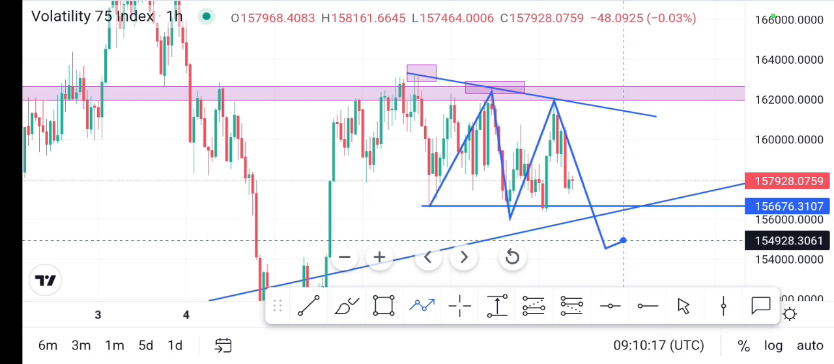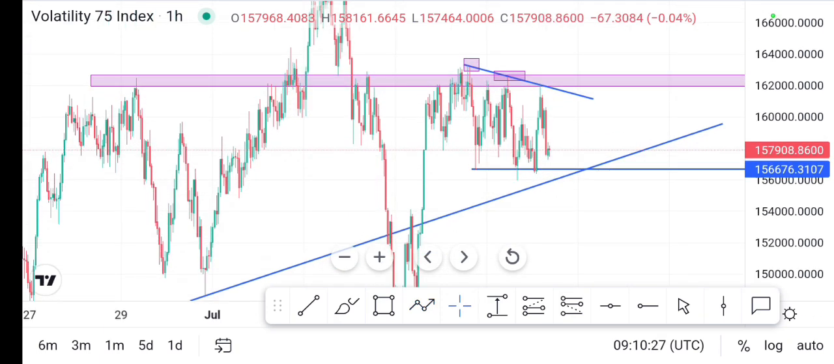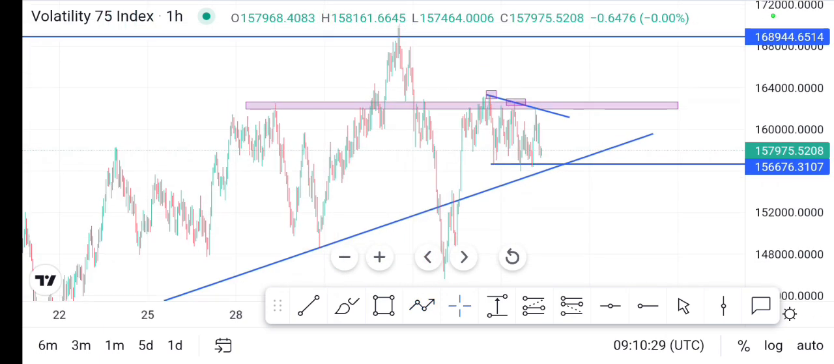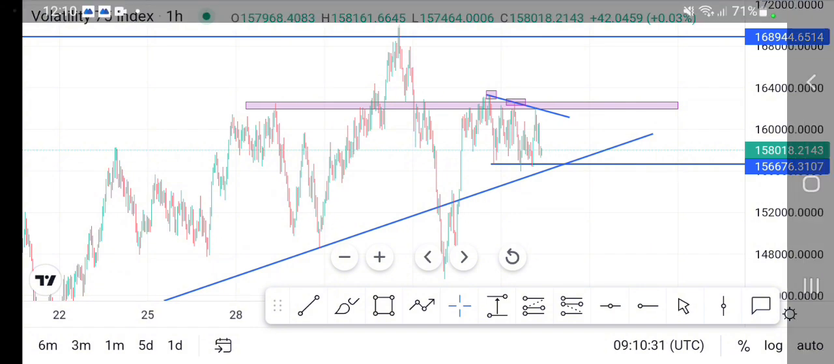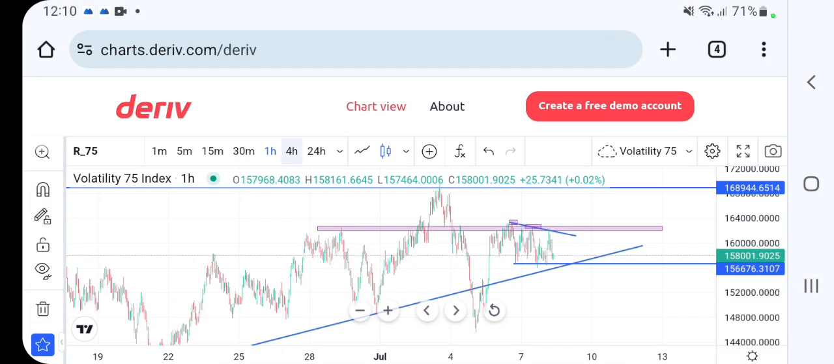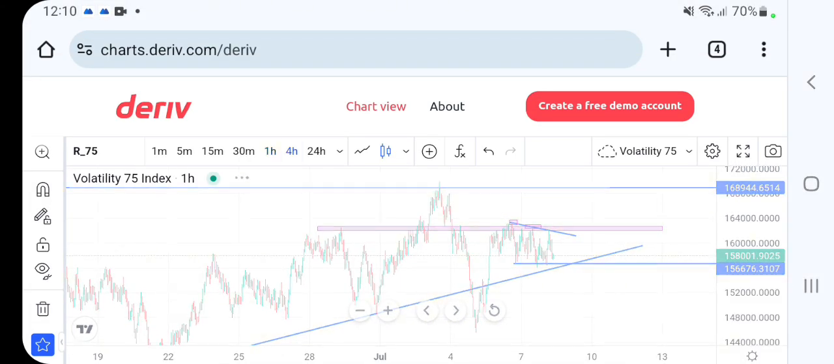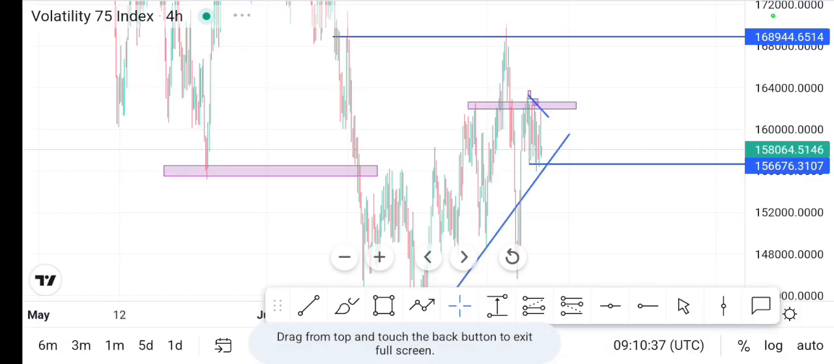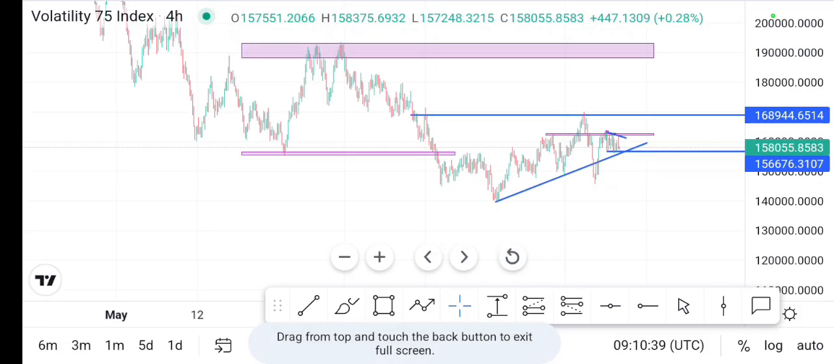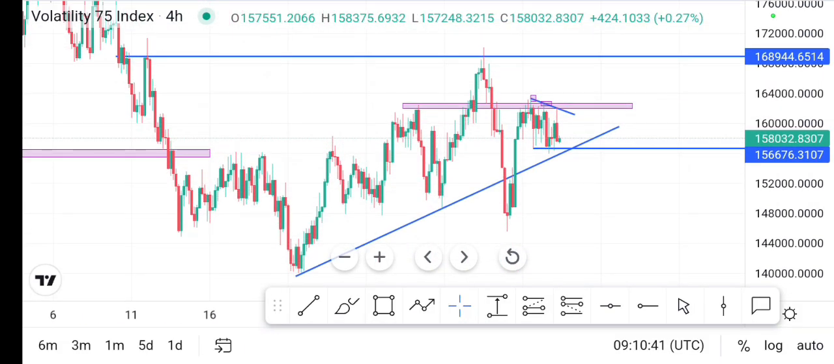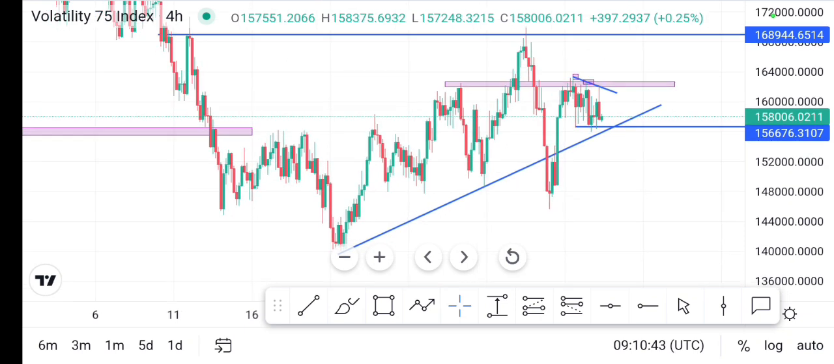Are you getting the point? So this is what we have on H1. If we come back on H4, what do we expect? What are we expecting on H4? There are things, even though we are in the downtrend, that we are expecting to happen.